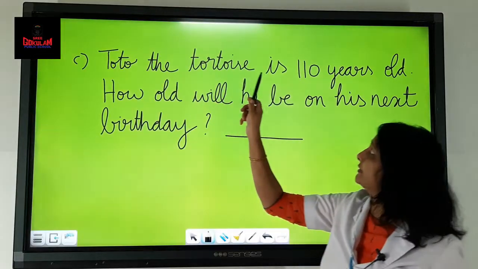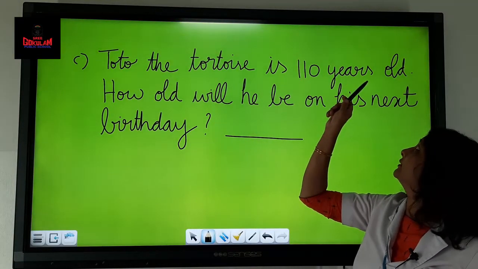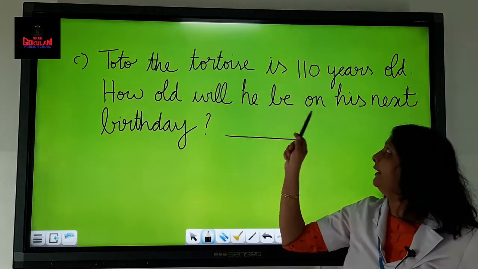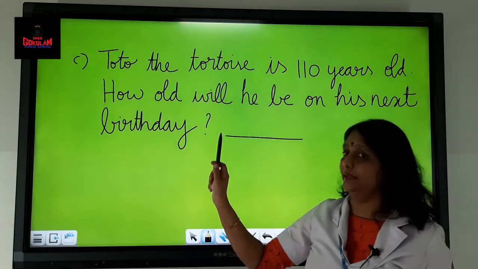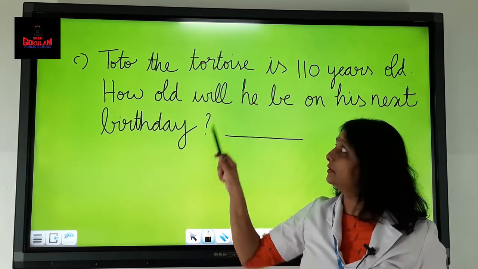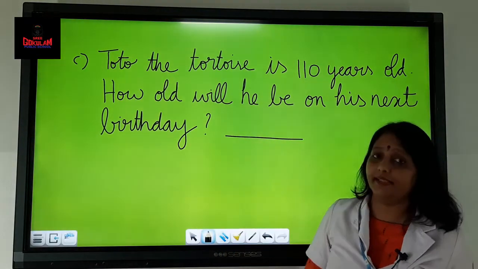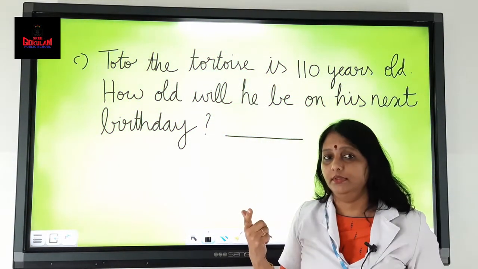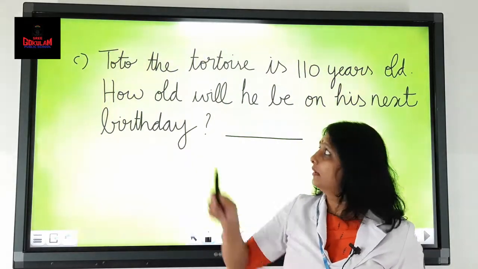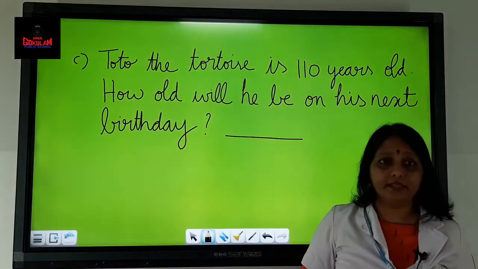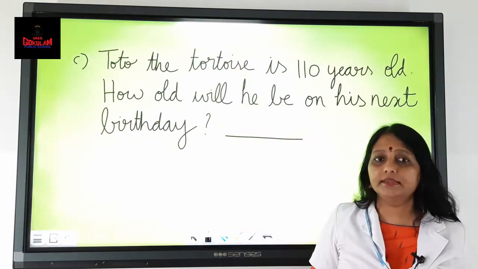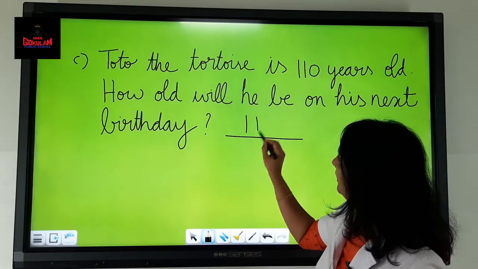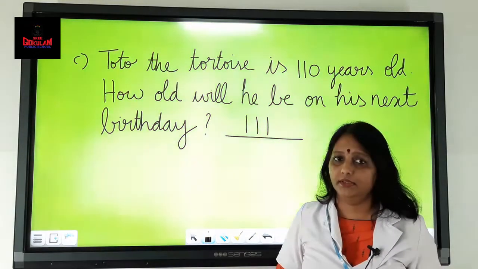Toto, the tortoise, is 110 years old. How old will he be on his next birthday? Now, Toto is 110 years old. The question is, next year, what will be his age? What comes after 110? The number after 110 is 111. So, he will be 111 years old.